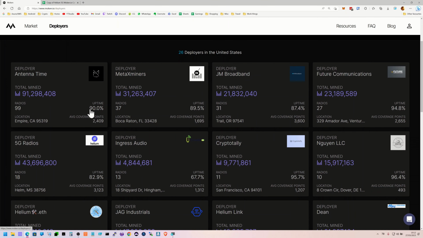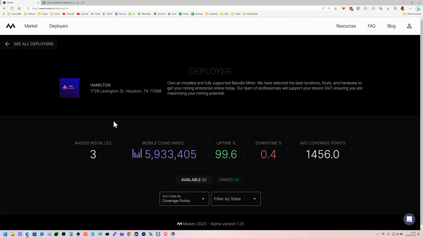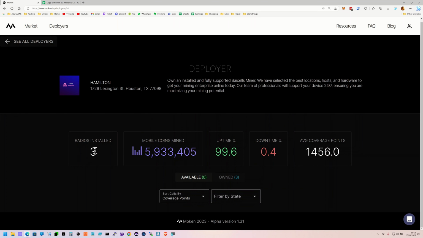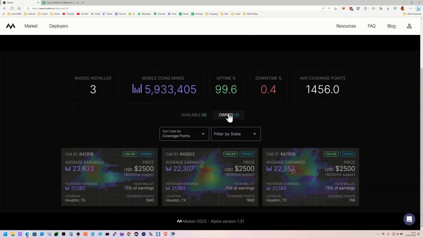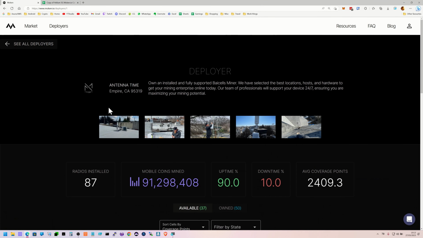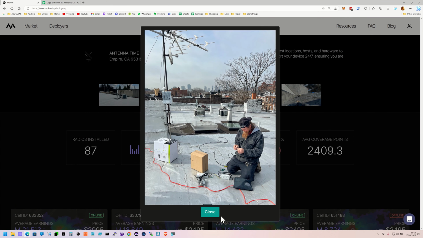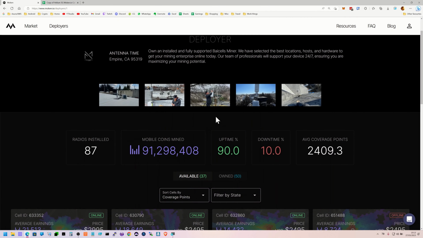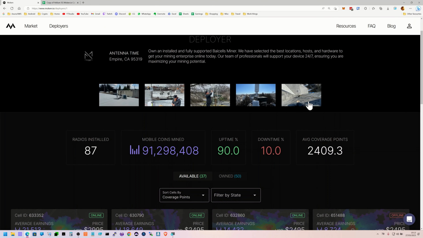So you could look at this another way and actually find your miner by someone who's had better uptime than someone else. So we want to see deployer Hamilton here, see what radios they've got set up. Sadly, there's none available. They've all been purchased by someone, obviously, because of this amazing uptime. Okay, so this one here, this is Antenna Time. And here we go. We can see the picture of the installer himself setting this up. So it's quite cool that you can see them going about their work and see what you're actually paying for.